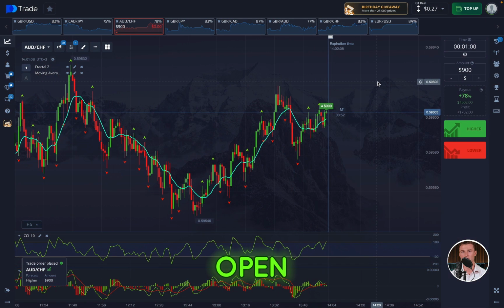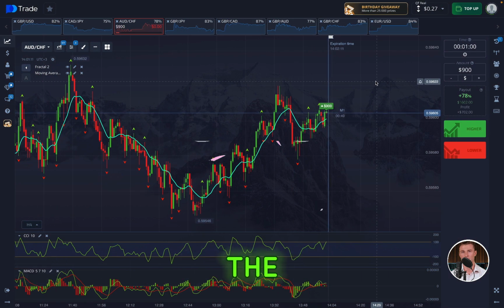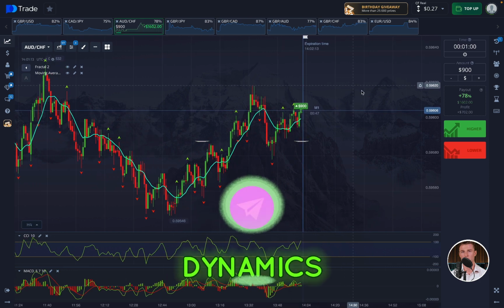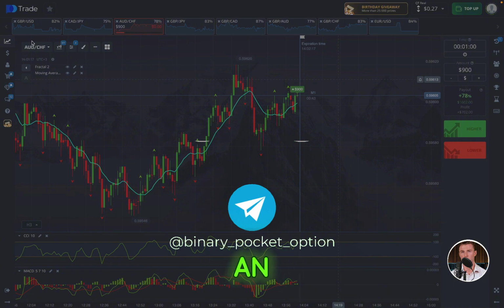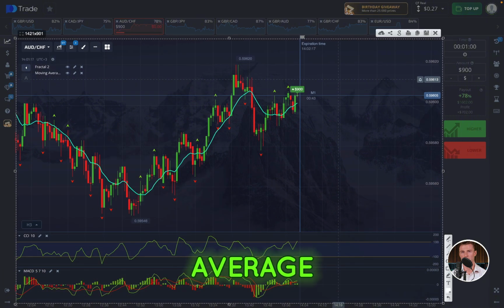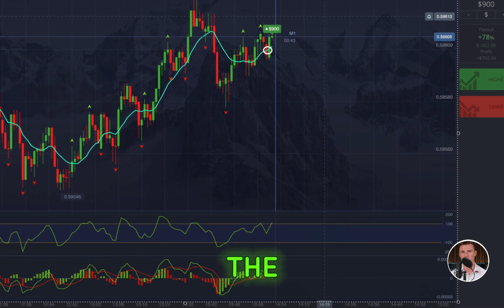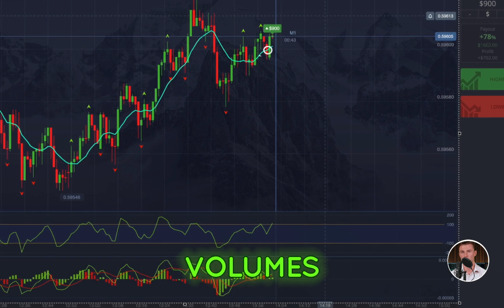And here I'll open a deal to increase in the direction of the actual trend dynamics. We have an upward trend. Let's highlight the working area. First of all, there was an intersection of the weighted moving average from bottom to top. I also see the appearance of upward volumes here.